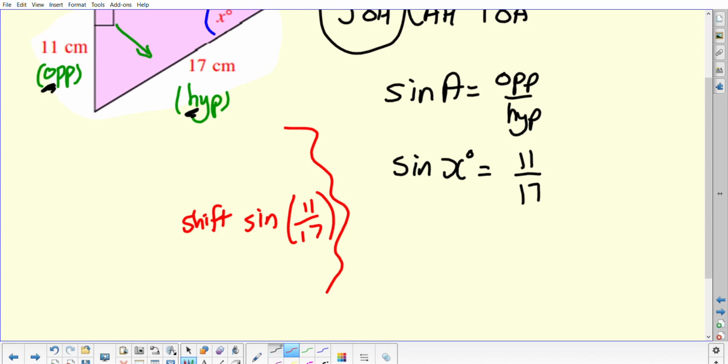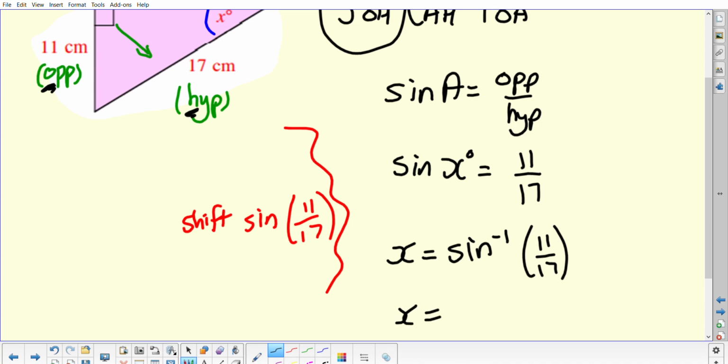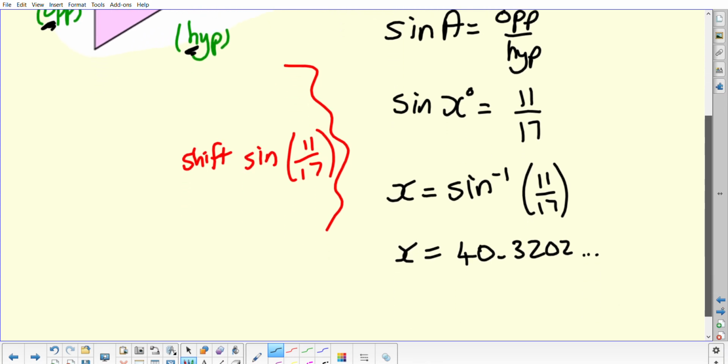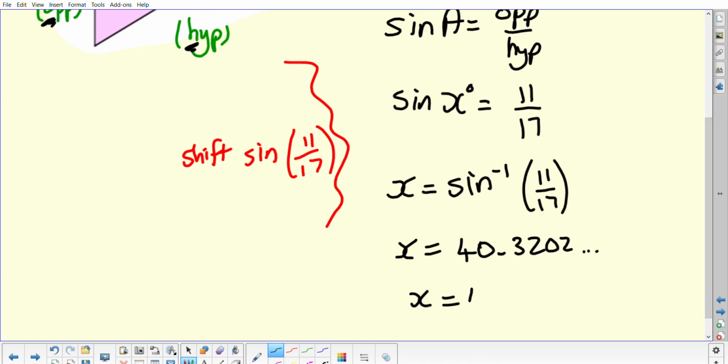So what you write here in your working is that x will be equal to sine to the -1 of 11/17, and when we do that on the calculator you end up with 40.3202, whole of the other digits, and remember this is an angle, so you had to round to 1 decimal place here, so that would be 40.3, and put in a degrees for my angle.